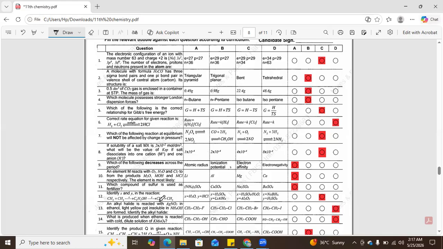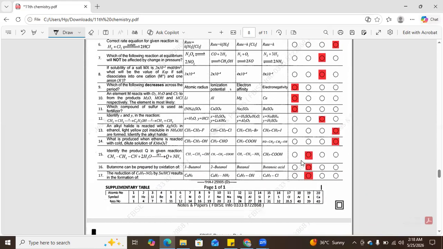Identify X and Y in the reaction. This is the reaction, and C is the right answer for this one. X is equal to H2SO4 slash H2O, Y is equal to Al2O3. An alkyl halide is reacted with AgNO3 in ethanol. Light yellow precipitate insoluble in NH4OH are formed. Identify the alkyl halide. So this one is the right answer for this one, D. Number 14, what is produced when ethene is reacted with cold dilute solution of KMnO4? So D is the right answer.